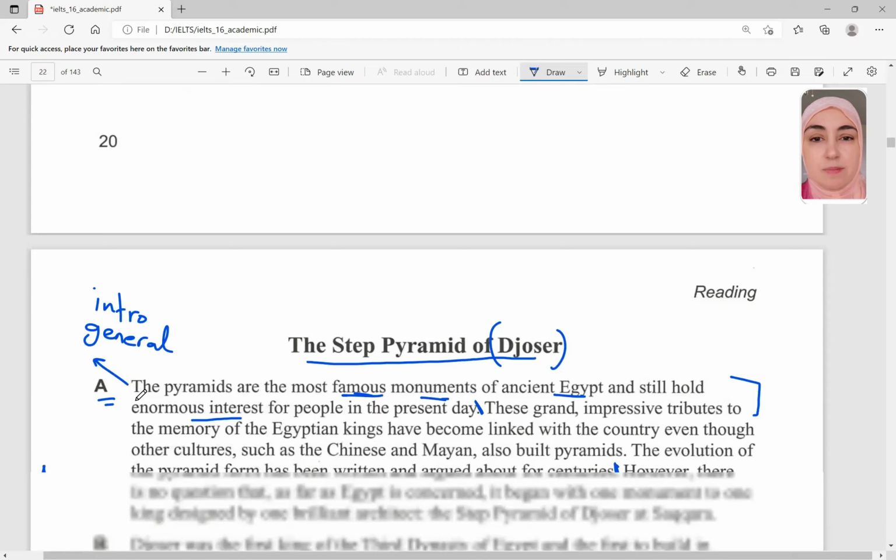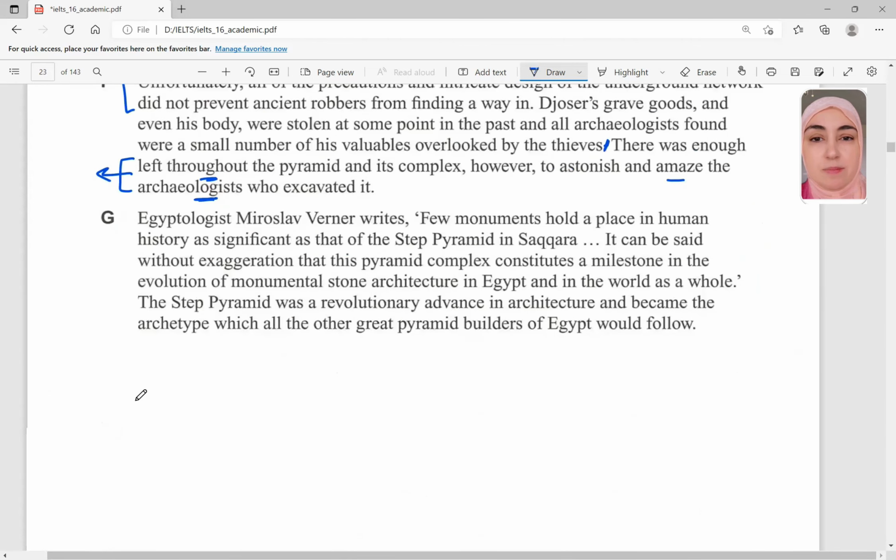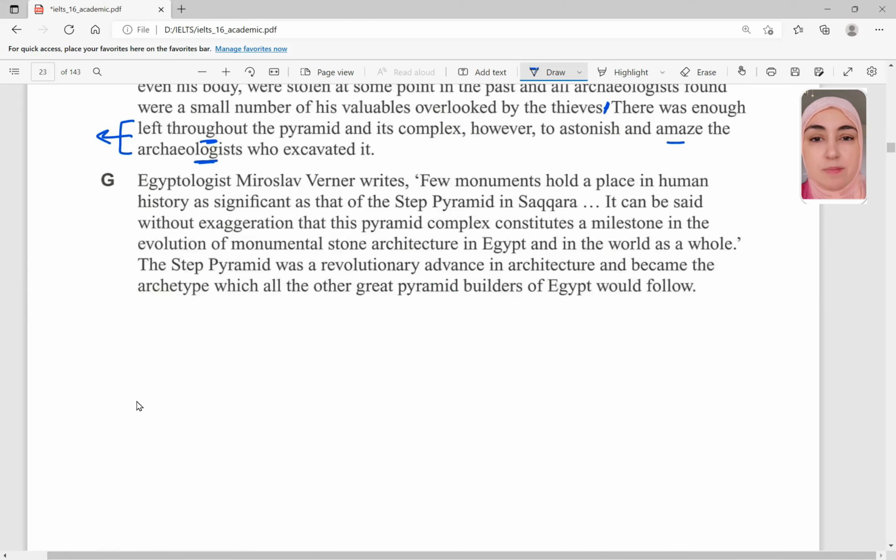All right, let's go to the last paragraph now. If I go down, okay, Egyptologist Miroslav Vernier, some guy who is probably an expert on studying old Egyptian archaeology and all that, writes, few monuments hold a place in human history as significant as that of the step pyramid in Saqqara. It can be said without exaggeration that this pyramid complex constitutes a milestone in the evolution, etc. Now, as you can see here, this sentence starts here and it actually ends here.